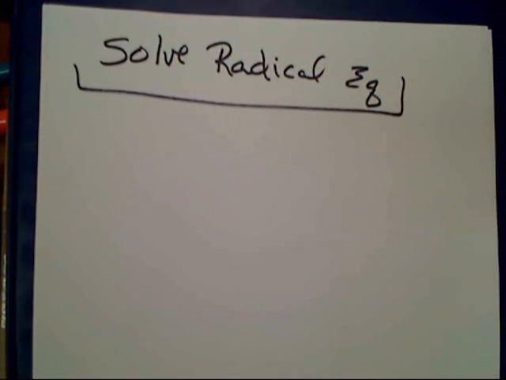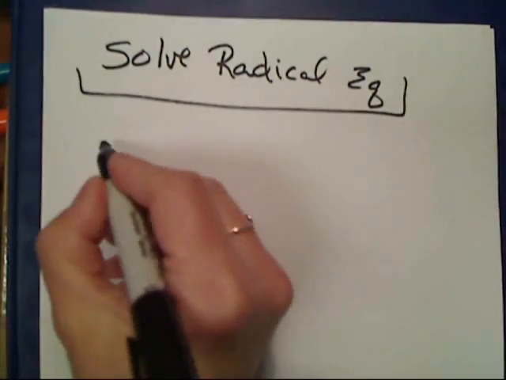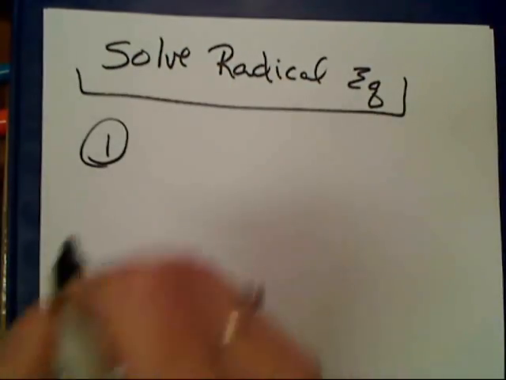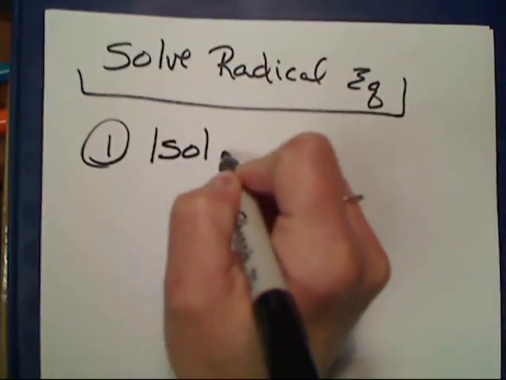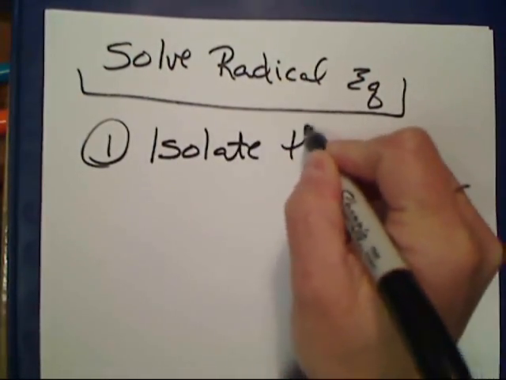Solving radical equations. Solving radical equations has 4 steps to it. Now I know as students we like to always skip the last step, but actually in this case it's the most important step. So don't skip any of them when we're solving radical equations. The first step in solving radical equations is to isolate the radical.